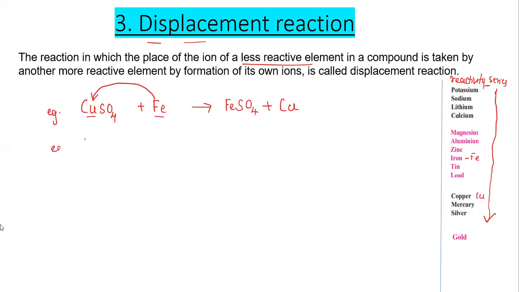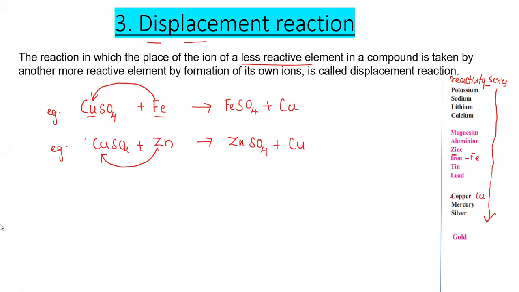Next example is CuSO4 plus Zn, zinc. Okay, look at the reactivity series, zinc and copper. Which is more reactive? Zinc. Zinc is more reactive, so zinc will displace copper. Zinc will come in the place of copper. So our product will become ZnSO4 plus Cu. I hope it is clear to you.